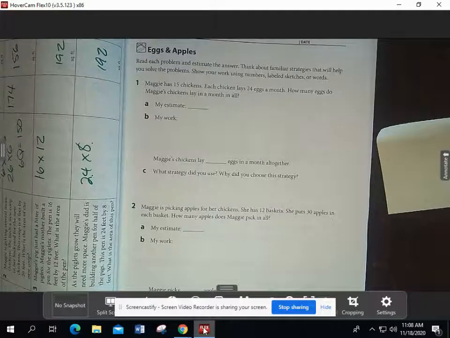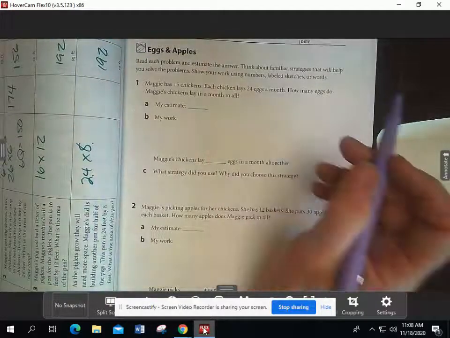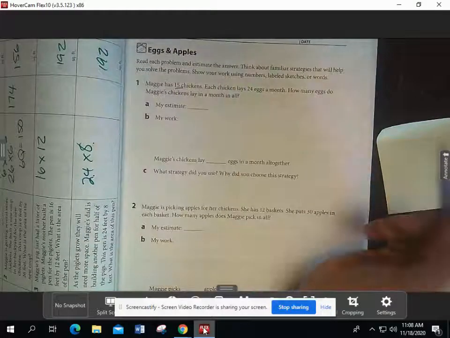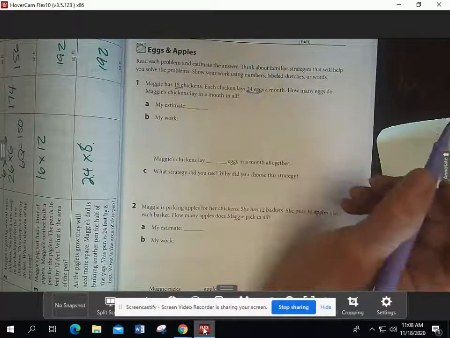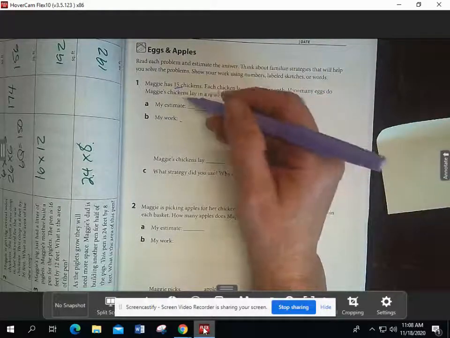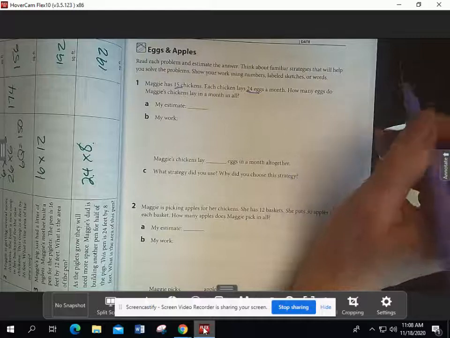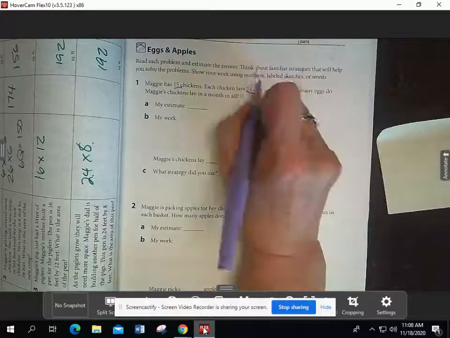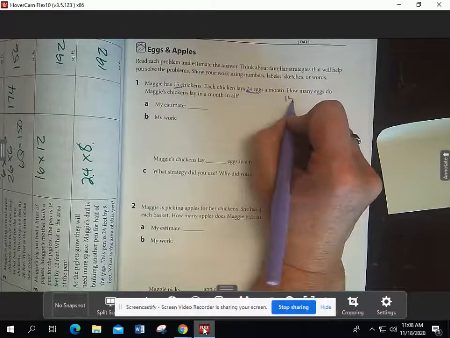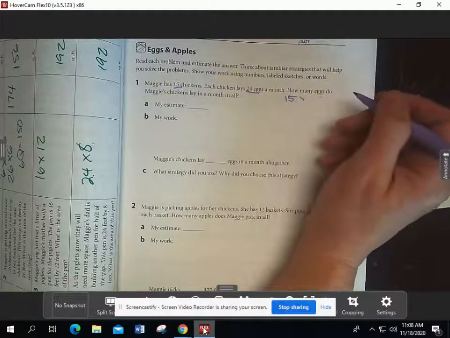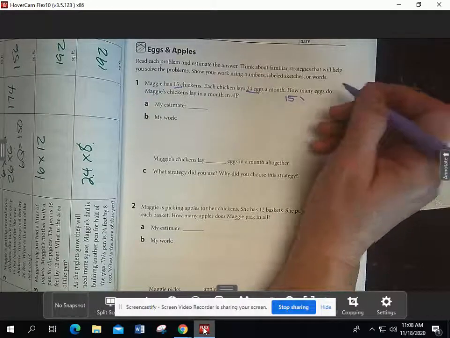So as we look at this, we still have chickens yet. It's Maggie's chickens. Maggie has 15 chickens. Each chicken lays 24 eggs a month. Busy chickens. How many eggs do Maggie's chickens lay in a month? All of those chickens. So we have to think of it. 15 chickens, they each lay 24 eggs.